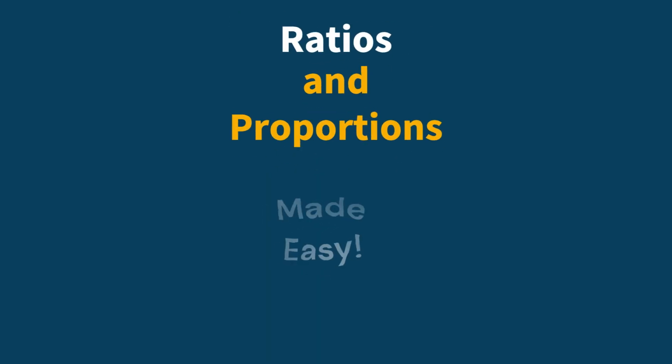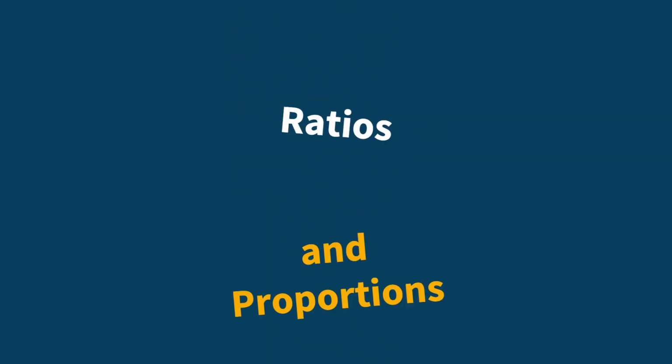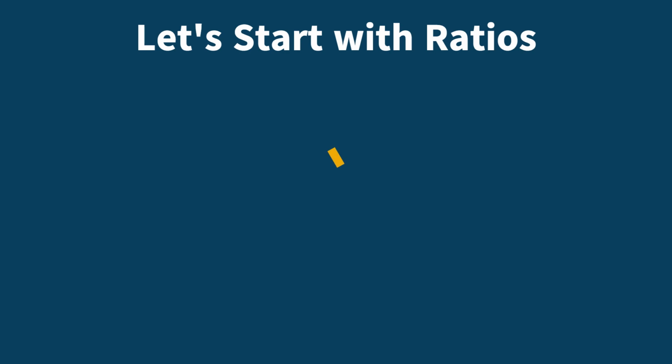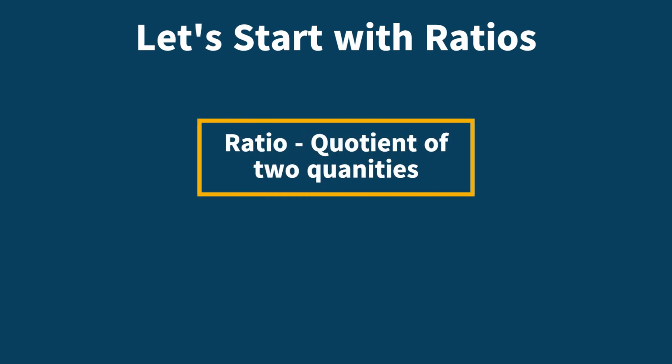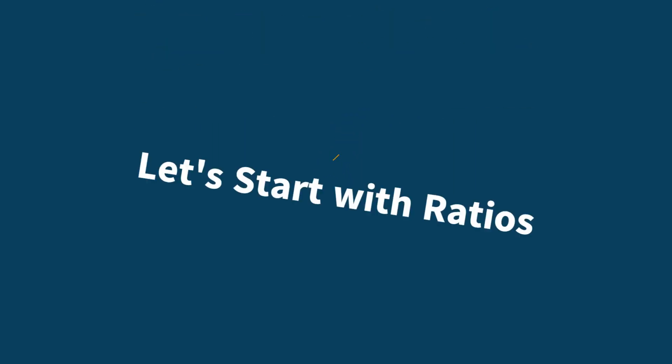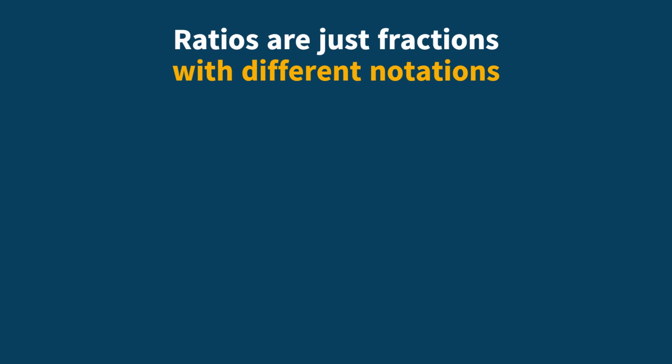Ratios and proportions. Made easy. Let's start with ratios. A ratio is a quotient of two quantities. All that means is that ratios are just fractions.